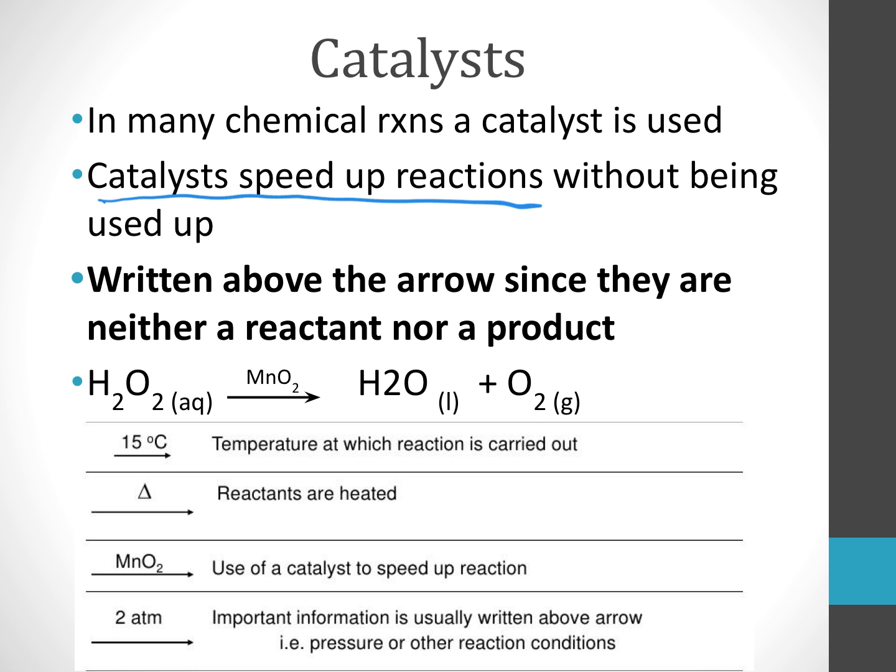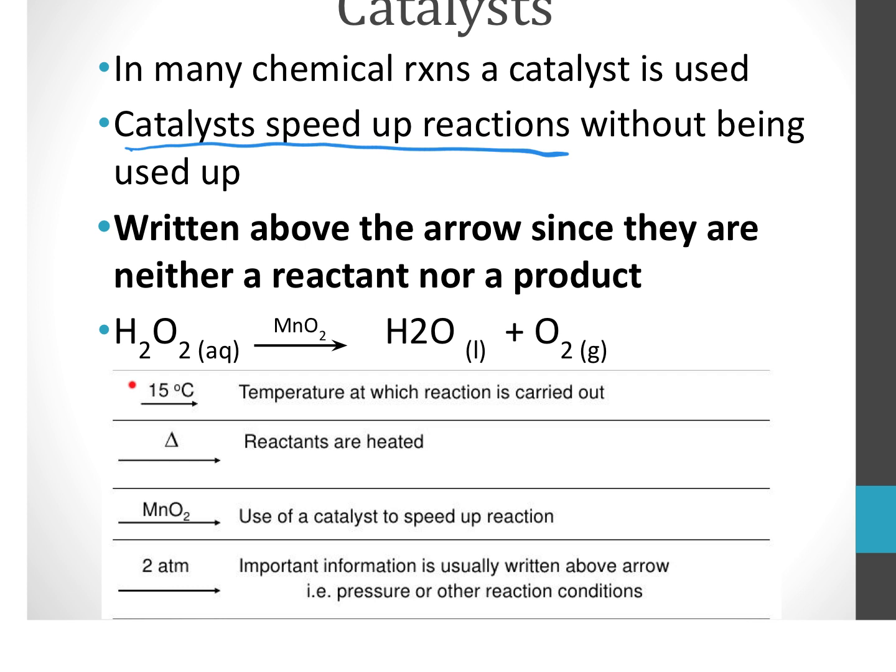Okay. So then the way we communicate if a catalyst was used, we write it above the arrow. So it can't go on the reactant side because it's not a reactant. It can't go on the product side because it's not a product. So we just write it above the arrow. Okay. So here's our example, hydrogen peroxide. It breaks down into water and oxygen gas. This happens slow. Like this is a really slow process. So if we want to speed it up, we just add some manganese dioxide. So we write it above the arrow.